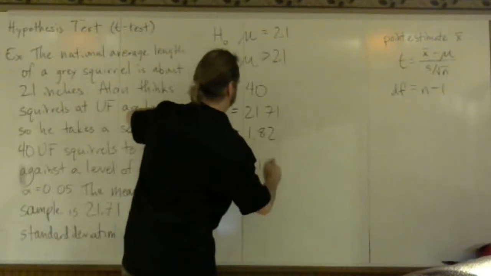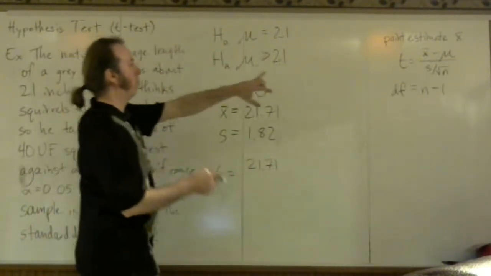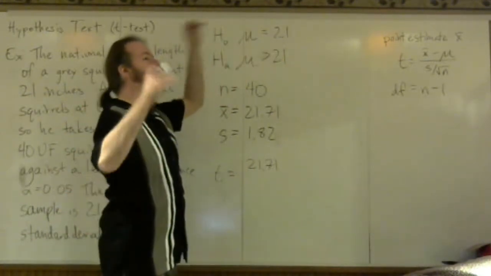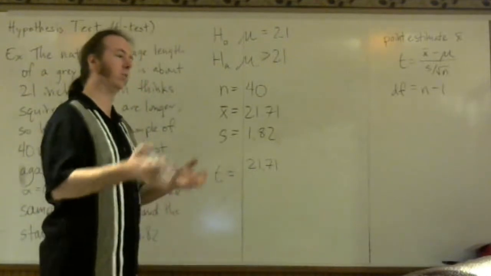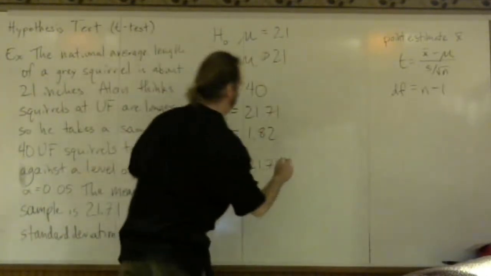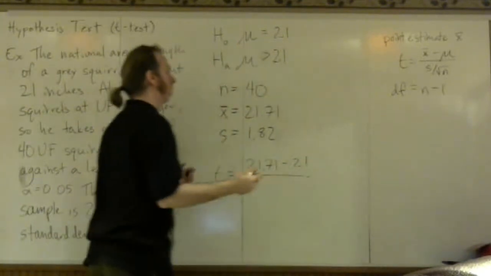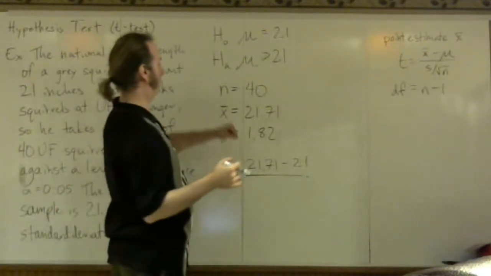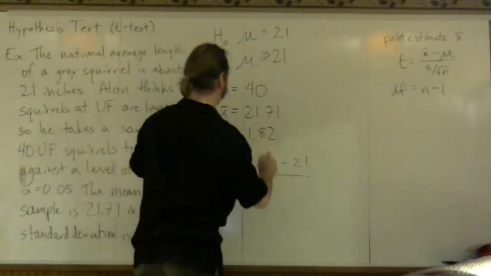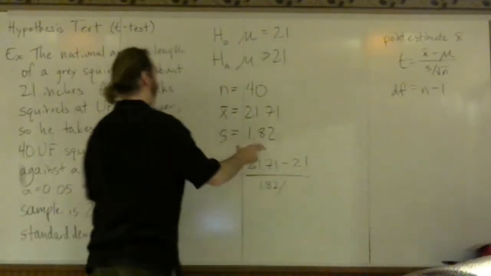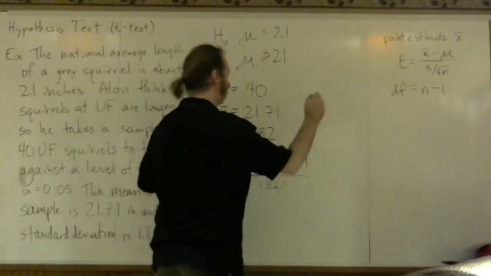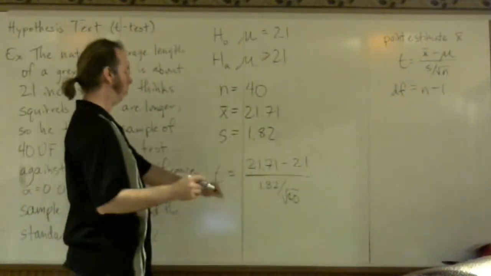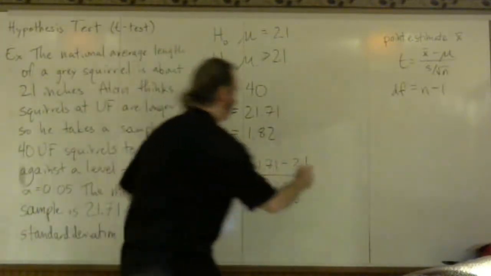X bar minus mu. That mu is the null hypothesis. Remember that for these hypothesis tests, we're always assuming that the null hypothesis is true to start out. So we're assuming that the mean actually is 21. Then we divide by the standard deviation of that sample mean distribution, which is the standard deviation of my sample divided by square root of the sample size. So that's how I calculate my t-value.